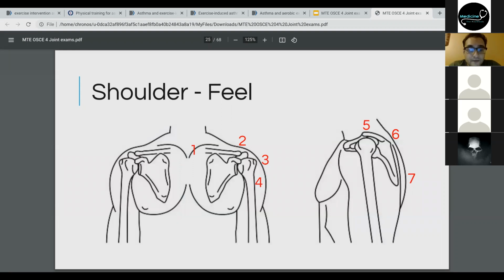So feel. I always start from the front and work my way around. So I would start at the sternoclavicular joint, feel my way up the clavicle, go to the acromioclavicular joint, feel round to the head of the humerus, feel down for the shaft of the humerus. And then from the acromioclavicular joint, I work back around the top of the scapula and then go down the spine of the scapula. And that's all you really need to feel for the exam.